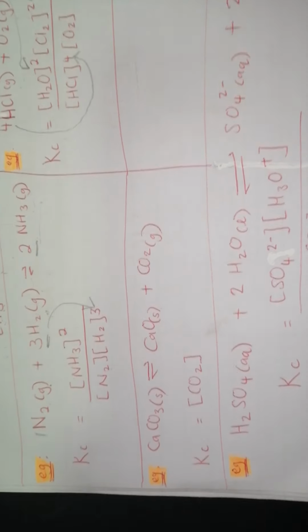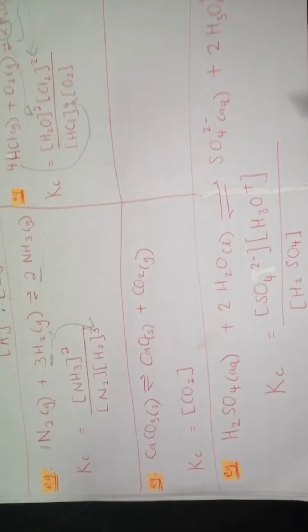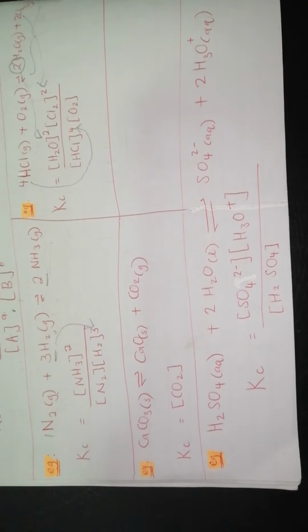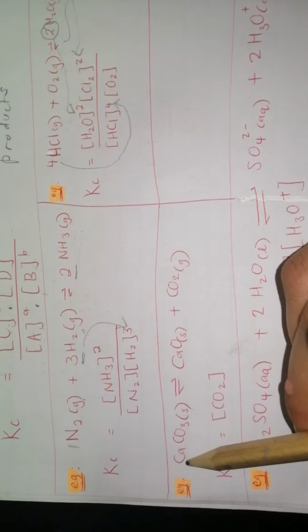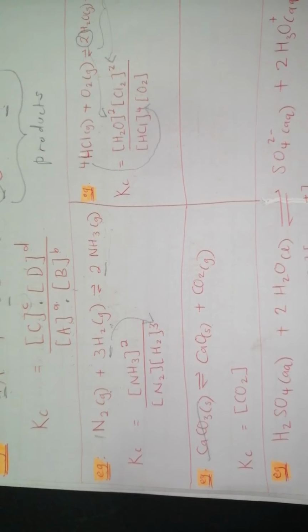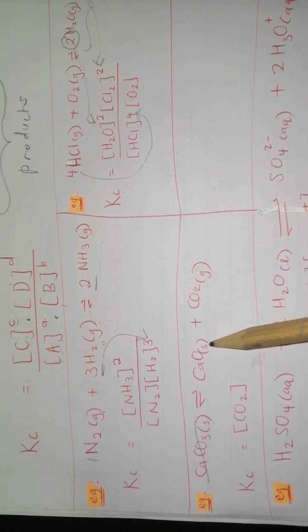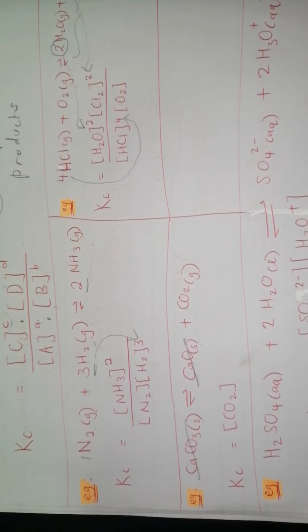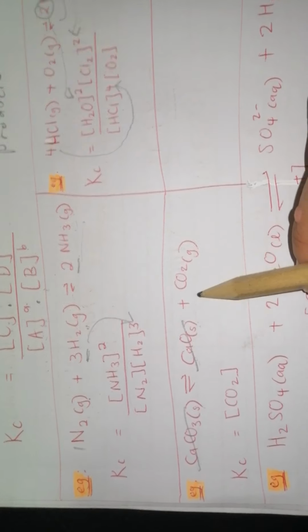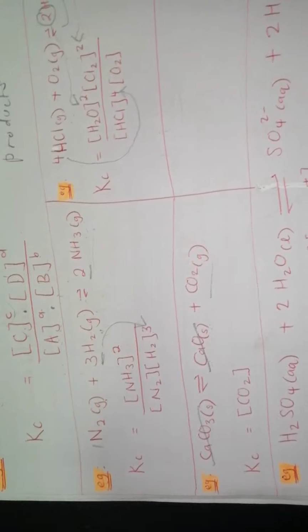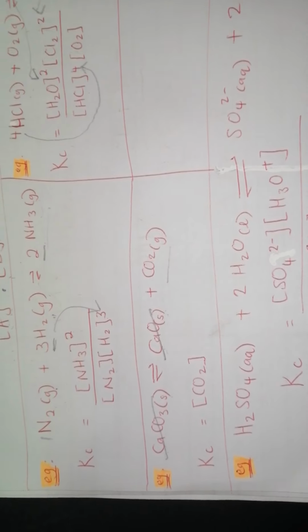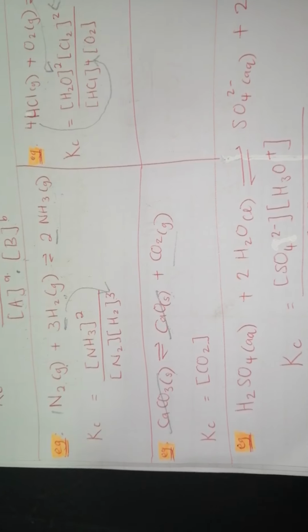So before you even start writing the Kc value, we're going to scratch out everything that's solid and liquid. So can you see calcium carbonate is a solid? We're going to ignore that completely. Again, can you see calcium oxide is a solid? We're going to ignore it completely. So the only thing we're left with is CO2. Now CO2 is a product, so we're going to have to say products over reactants.